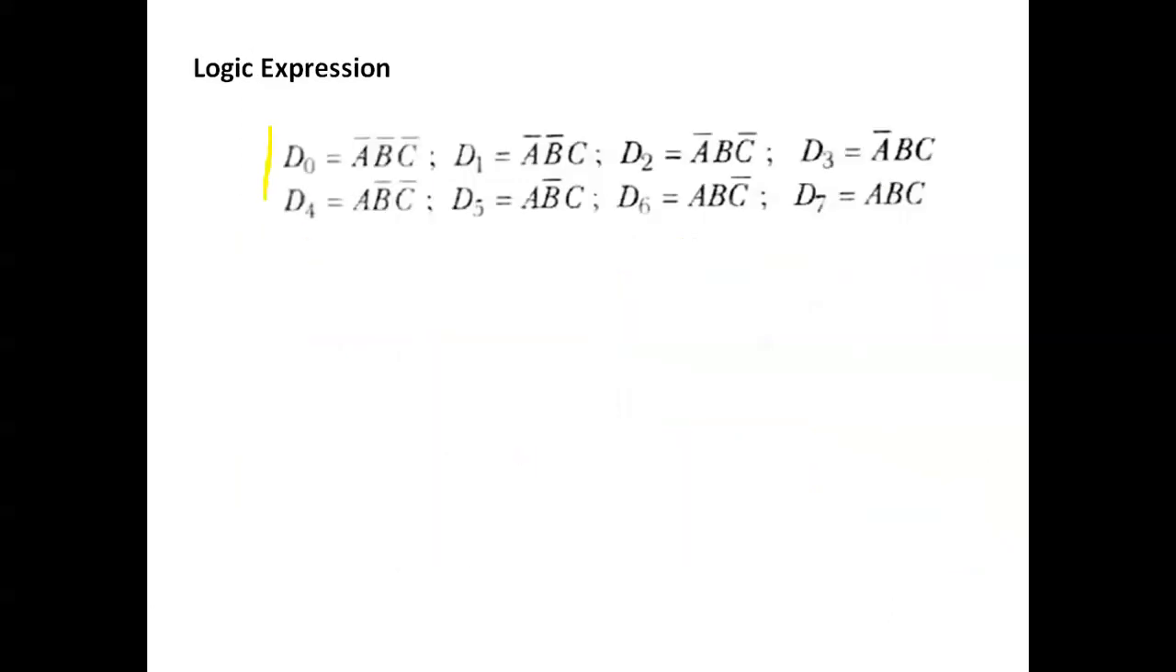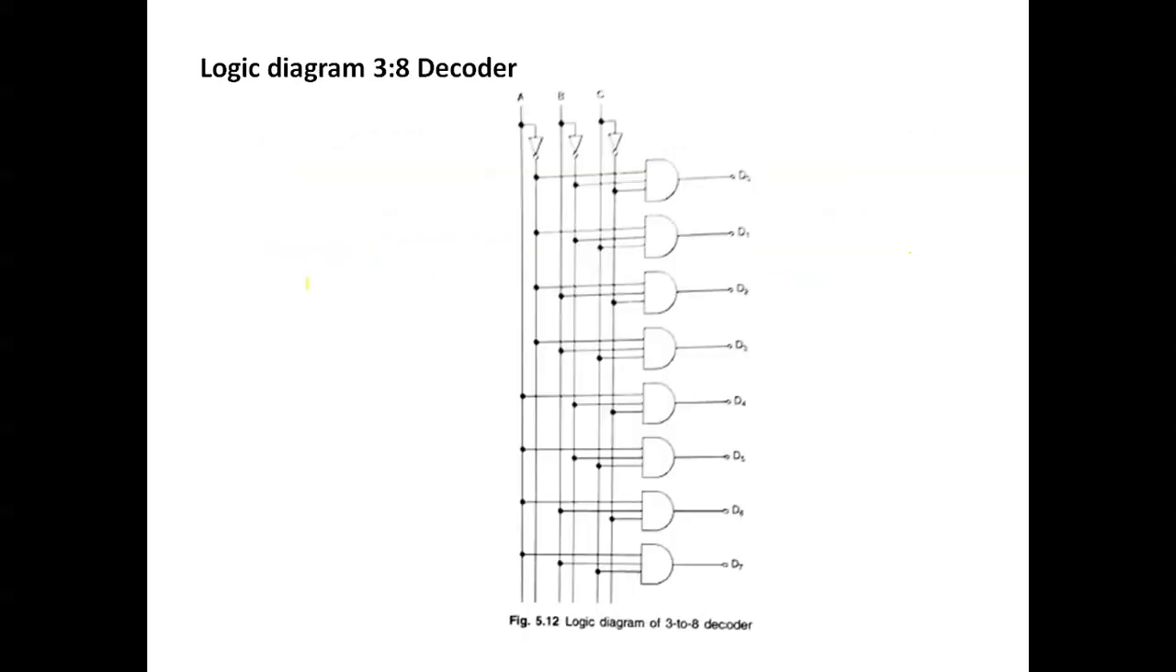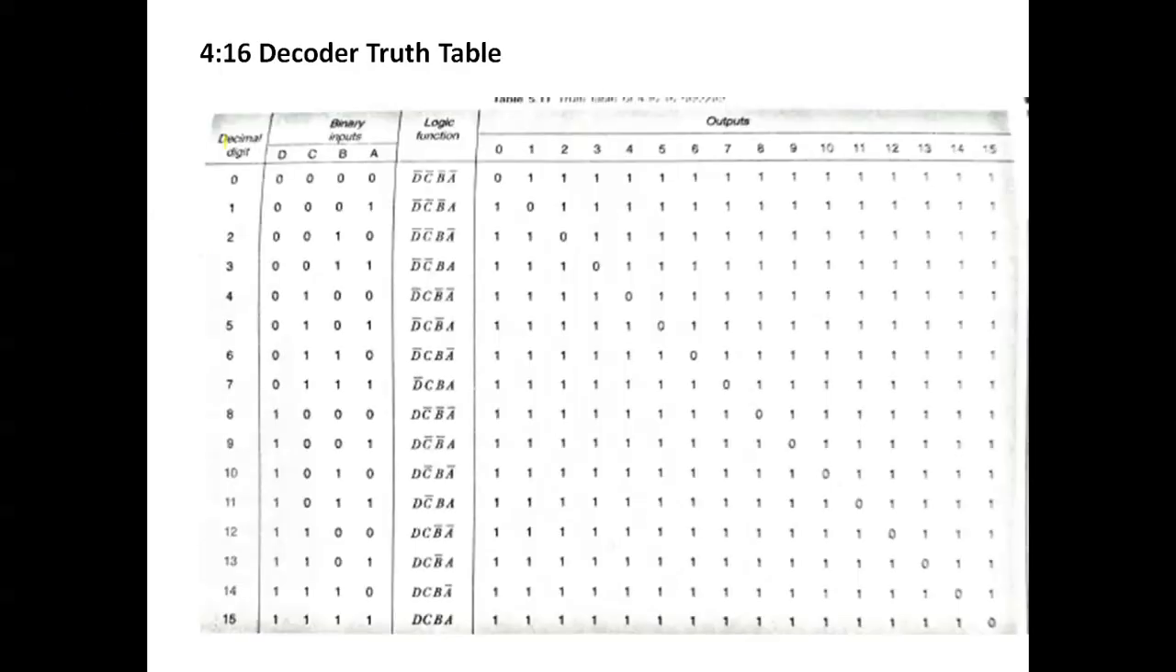This is the logical expression for the 3 to 8 decoder, 0, 0, 0, 0, 0, 1 and so on, for D0, D1, D2, D3. And this is the diagram for the decoder. The inputs are A, B, C, so we can get 0, 0, 0, 0, 0, 1 and so on. This is the basic logic diagram for the 3 to 8 decoder.